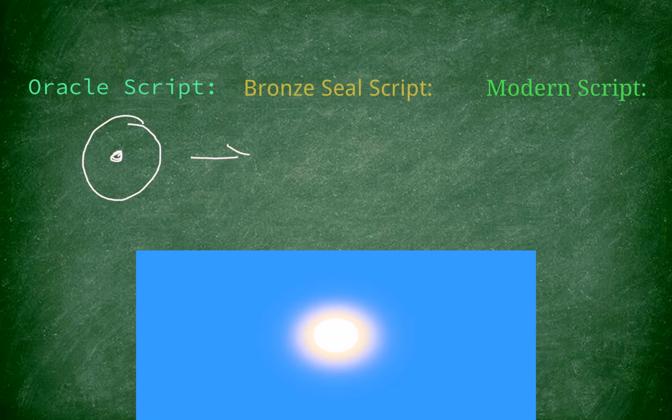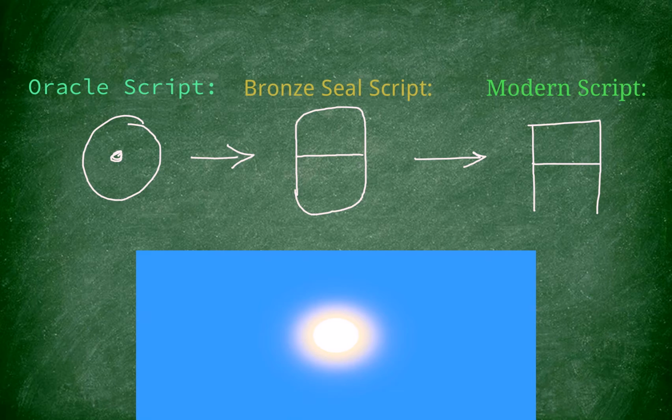The bronze seal script, or more of the next step, is this. So you can see the center became more of a line, and then the aura became more of a shaped square to fit in the writing space. And then the modern script is that, which is more uniformly written.